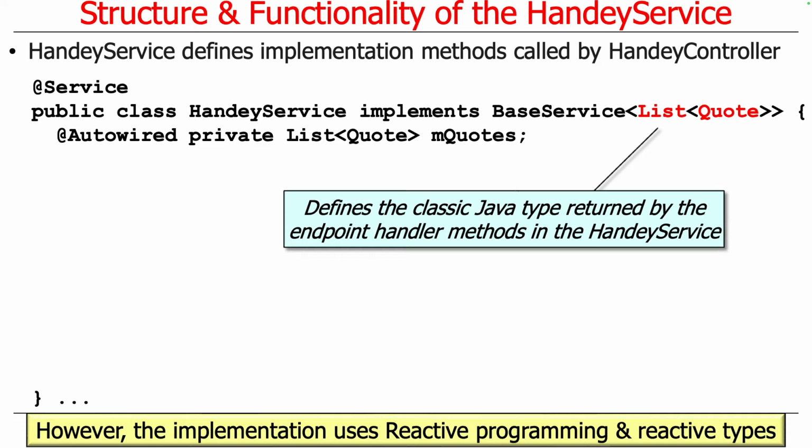What's interesting about this particular implementation is that the implementation of the methods use reactive programming and reactive types, but then at the very last moment, we convert them back into classic Java types. And the reason for that is that we haven't gotten into WebFlux yet, which would allow us to return the reactive types. We will get there shortly, but for right now, we're keeping the interface using the classic Java types, even though the implementation is going to use reactive programming. So this is kind of a hybrid implementation.